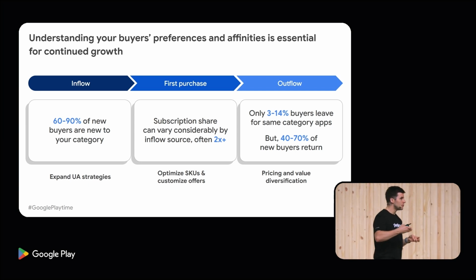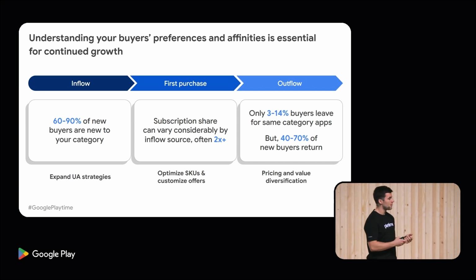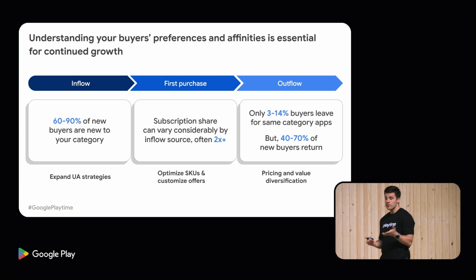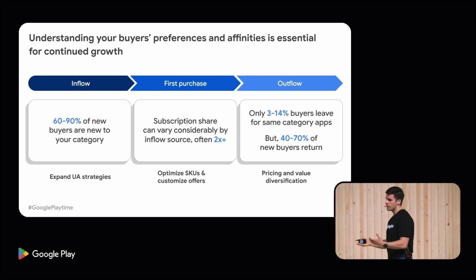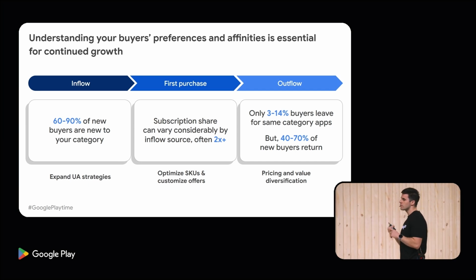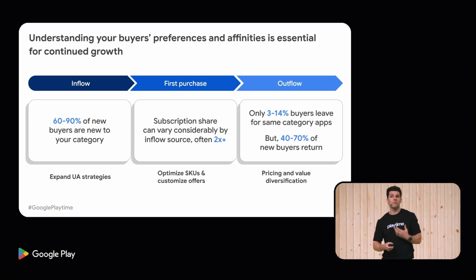Next, we see that when these new buyers do purchase for the first time, they vary considerably with respect to their preferences for subscriptions, often by 2 times or more. Now, this of course has an implicit impact on their first purchase price. So perhaps here, the takeaway is to consider how you can optimize your SKUs and customize your offers based on what these buyers are more likely to convert on.